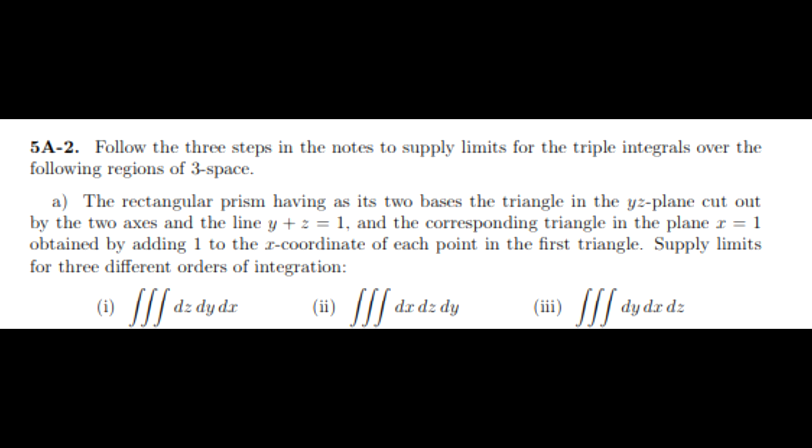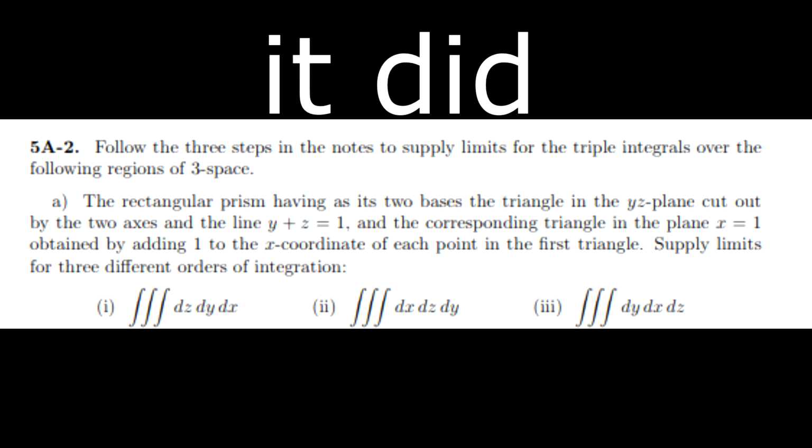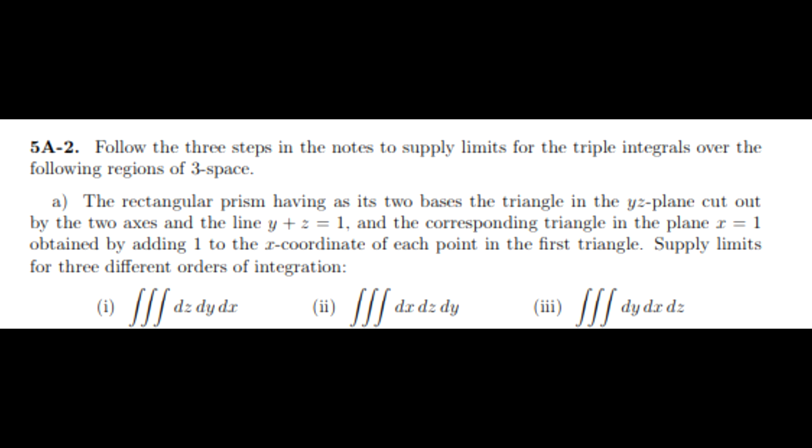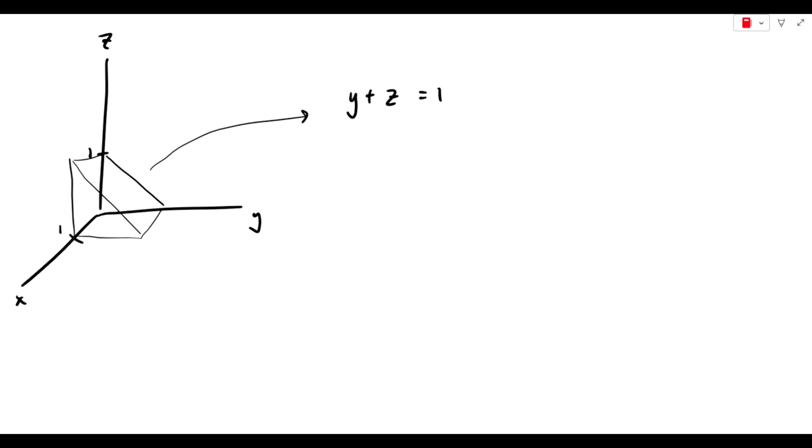Supply limits for 3 different orders of integration. Okay, that low-key made no sense, but I think that's because I read it wrong, but I already have everything set up in my OneNote, so don't worry. So yeah, as I said, for convenience, I already drew all this out.